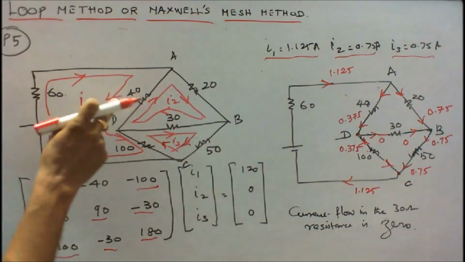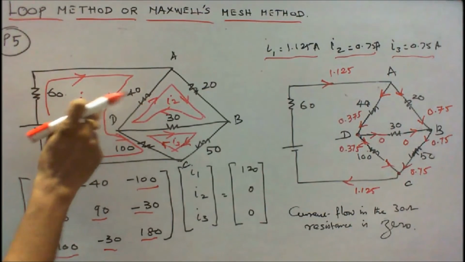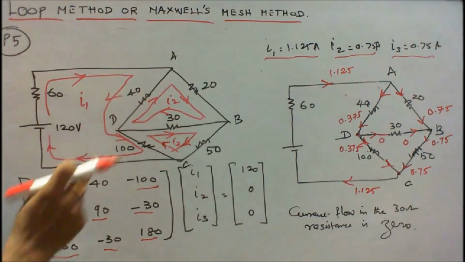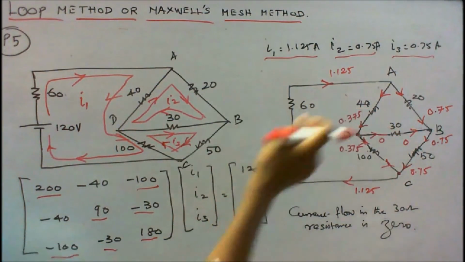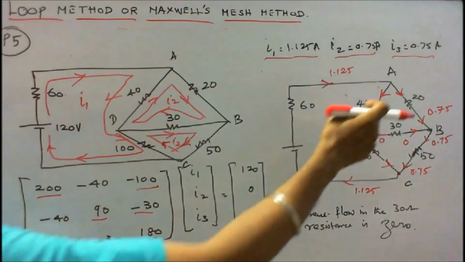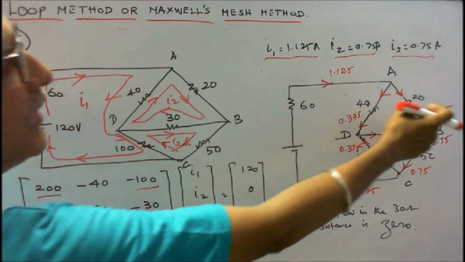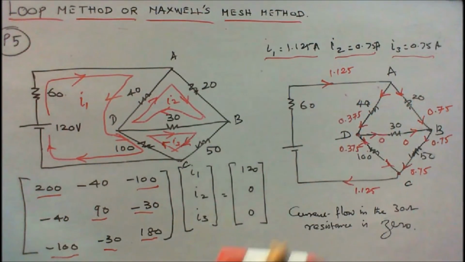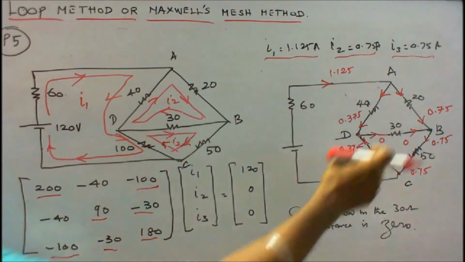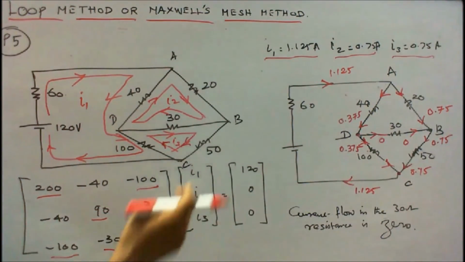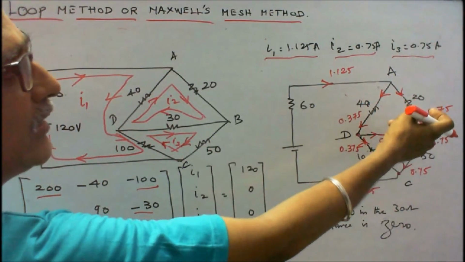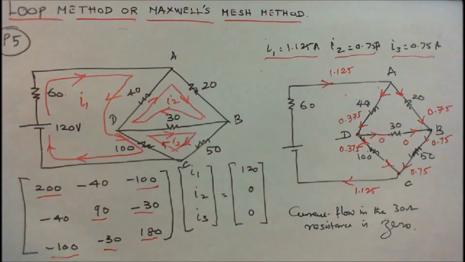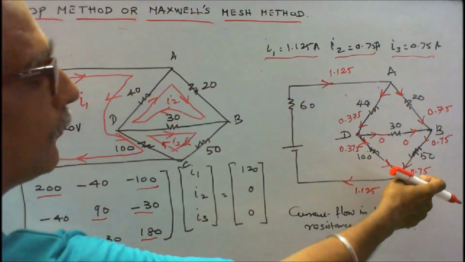Here the difference in current will flow in the 40 ohm resistor. I1 minus I2, that is 1.125 minus 0.75, that is equal to 0.375. This current is I2, which is 0.75. Here this is 0.375, this current is 0.75. I3 is equal to 0.75. Therefore, current towards the junction is 0.75, current leaving the junction is 0.75, so the current flowing through the 30 ohm resistor is 0.